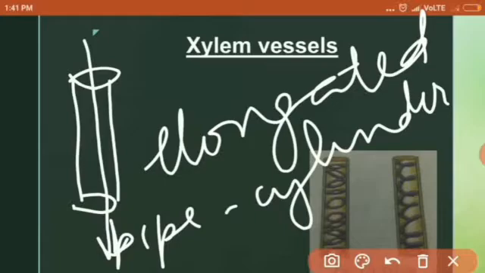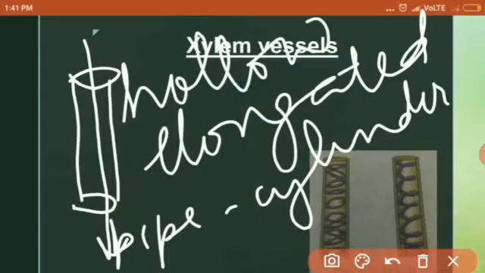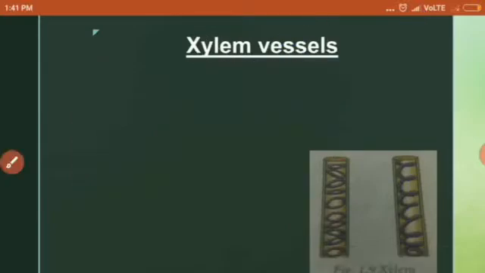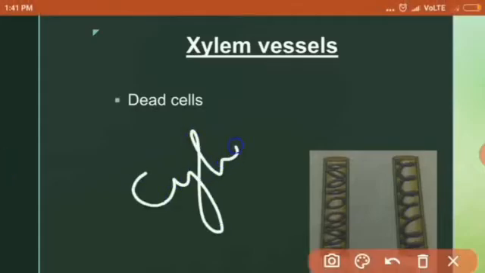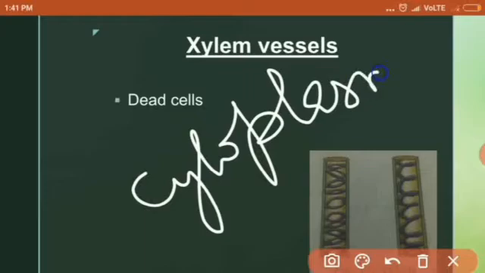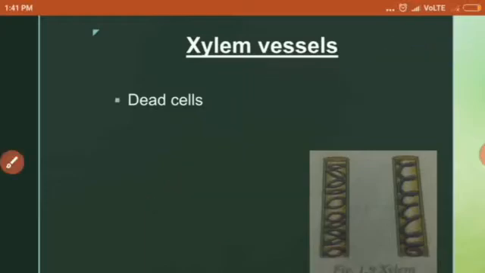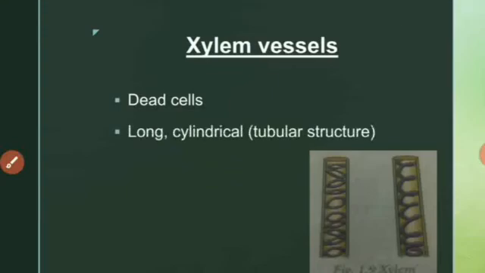Now why are these hollow? H-O-L-L-O-W. Hollow because these are dead cells. Okay, dead means they do not have any cytoplasmic material inside them, and therefore they are hollow from inside. Understood? Now we have studied its shape, long cylindrical tubular structure, and its cell walls are thickened.